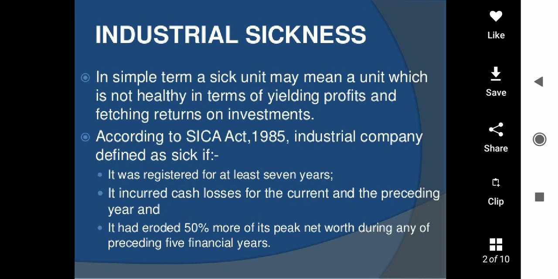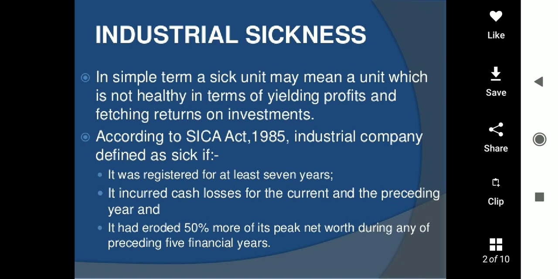So the term industrial sickness. In simple terms, a sick industry, a sick unit may mean a unit which is not healthy in terms of yielding profits and fetching returns on investment. Such an industry is not able to get returns, even though the owner of the company invested some money in the company or in a particular industry, but now they are not able to get back the amount that they invested. So sickness means they are not earning profit from the past years. They are not yielding the profit, they are not getting the best return on their investment. That is all about industrial sickness.